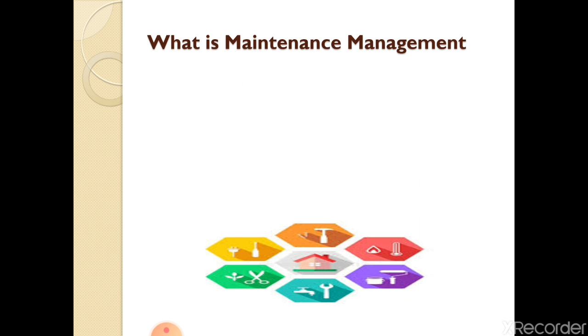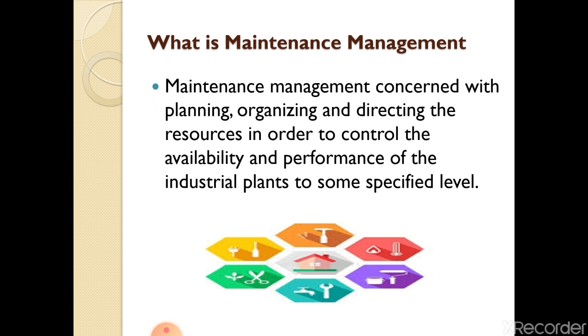Next, we'll move on to maintenance management. What do we mean by maintenance management? Maintenance management is concerned with planning, organizing, and directing the resources in order to control the availability and performance of the industrial plant to some specific level. It is a function supporting production functions, and it is entrusted with the task of keeping the machinery, plant, equipment and other plant services in proper working condition.